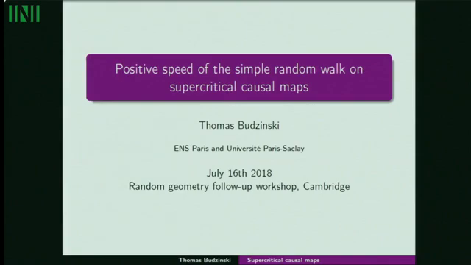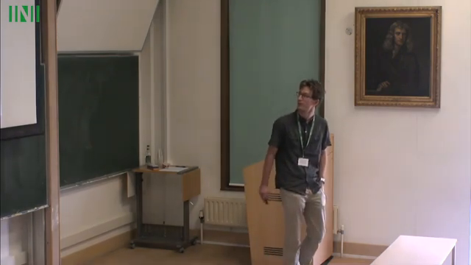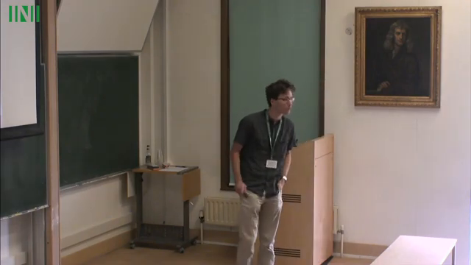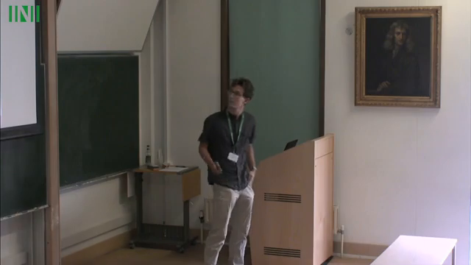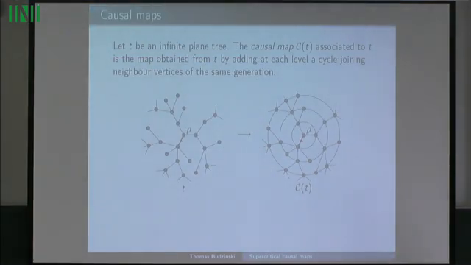Okay, so hello everyone, and thank you very much to the organizers for giving me the opportunity to speak here. I would like to talk about the simple random walk on causal maps, which are a class of planar maps that are built from trees, but which are still quite far away from having a tree structure. So let me be more precise and define the model right now.